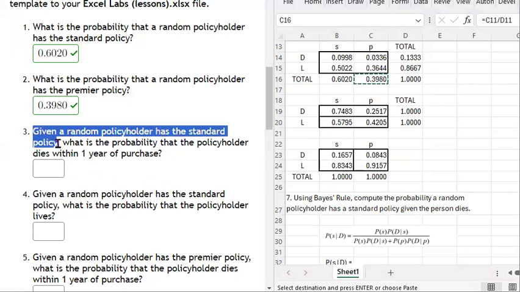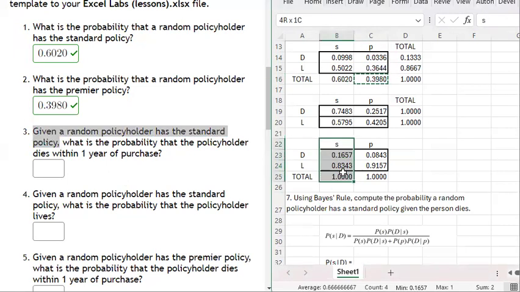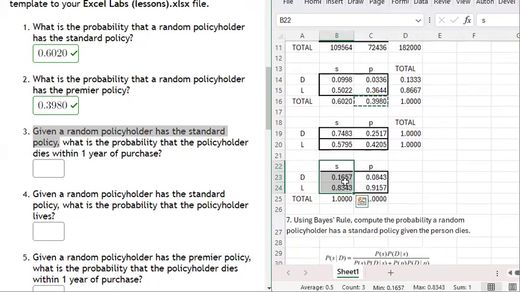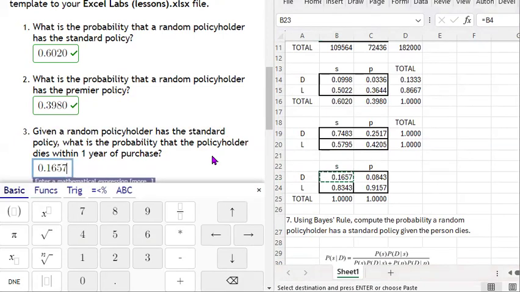So given standard policy, right? So we're talking about one of these two here, right? And that was the value that was given up here, right? So this right here, we're given standard, right? That's the probability of death given standard policyholder. That's one of the given values.